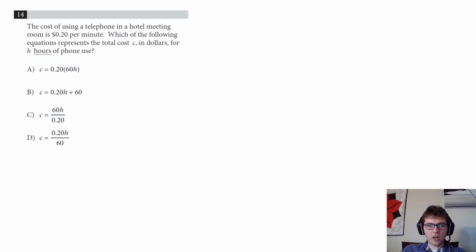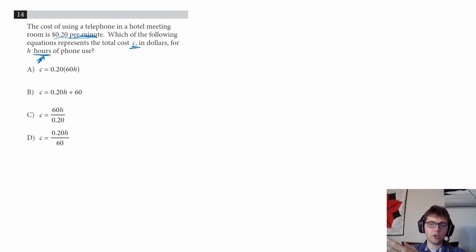Problem 14. The cost of using a telephone in a hotel meeting room is 20 cents per minute. Which of the following equations represents the total cost C in dollars for H hours of phone use? Okay, so obviously the tricky thing here is you're converting from minutes to hours within the equation. So before taking a look at any of the options they give you, try to set this up completely on your own. So you have C in dollars.